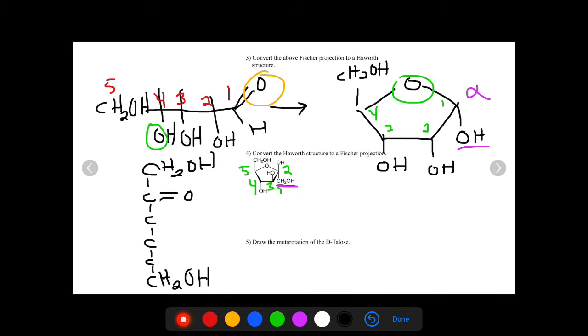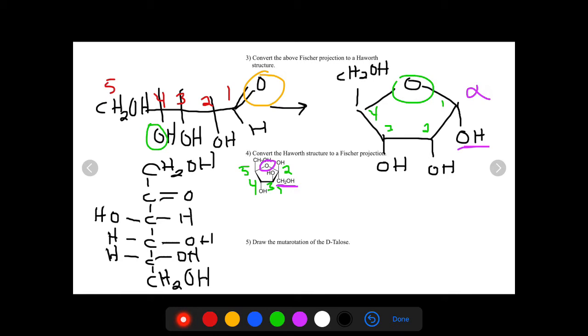So we have carbon 2, now carbon 3. The OH is going up, so we're going to draw it to the left. For carbon 4, the OH is coming down, so we're going to draw it to the right. And then on carbon 5, carbon 5 oxygen is right here, so we have to know if it's a D or an L sugar. And so we're just going to assume it's a D sugar, and we'll draw it to the right. And then on the other sides, it's the H's. So it would look like that.